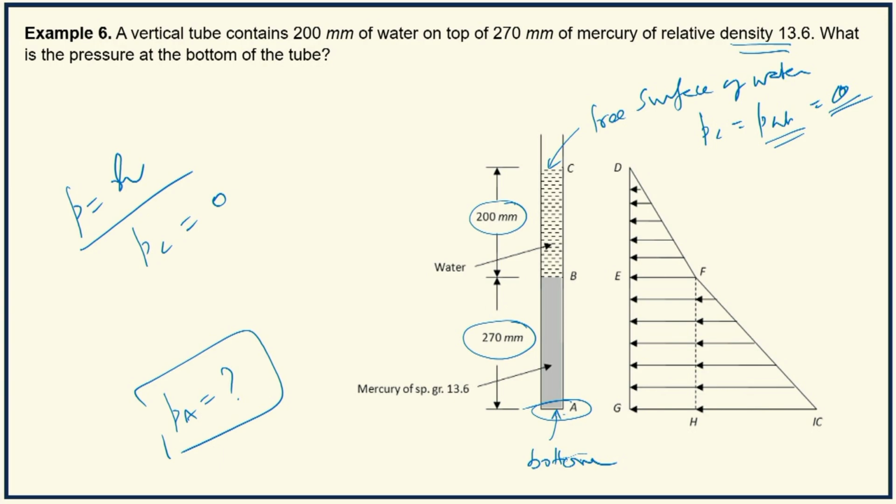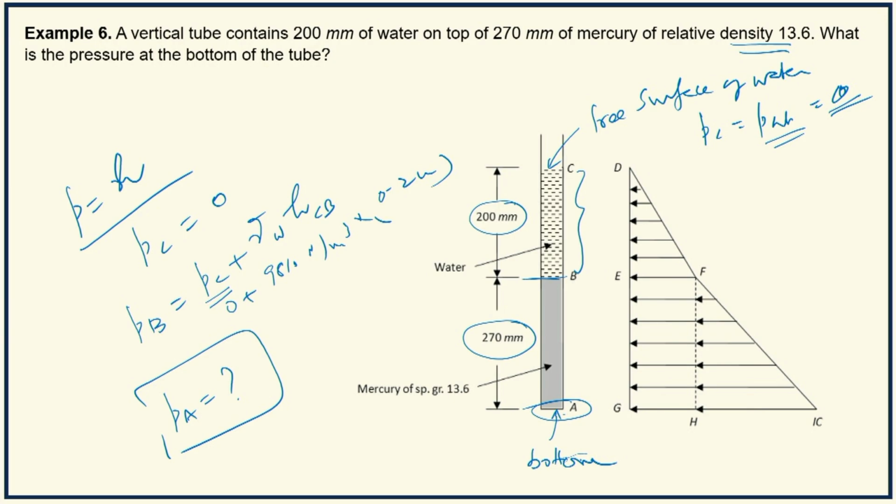So now let us move to B. What is B? B is the interface of water standing on the top of mercury. Interface of overlying water and underlying mercury. So what is pressure at B? Pressure at B is equal to pressure at C plus gamma W HCb. Pressure at C is atmospheric, that is 0, plus gamma W, we know 9810 Newton per meter cube, multiplied by HCb. HCb is this much, that is 200 millimeters or 0.2 meter.